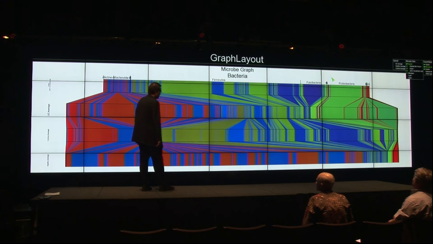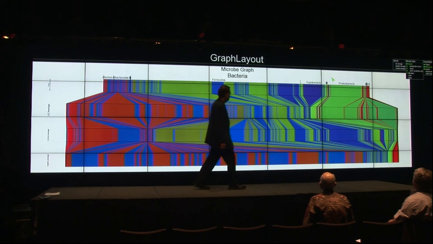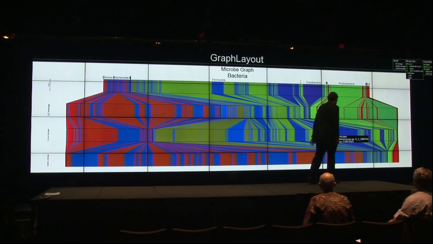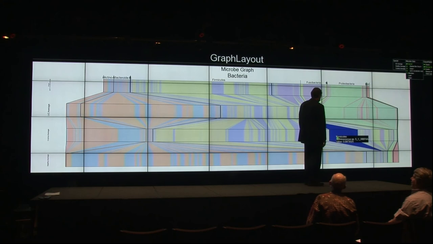There's a lot of information in here. It's a little hard to read. Let's see, what is this purple area here? Okay, that's this one particular kind of Firmicute that's very prevalent in Crohn's. If you look here in ulcerative colitis, it's not there.